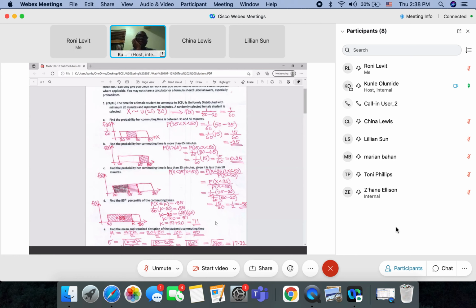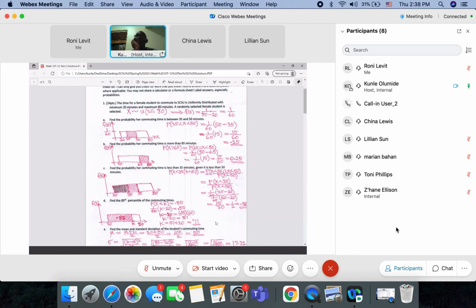So look at that shaded part. We want to find the area. It will be the height times the length. The height is 1 over 60. What is the length? The length is K minus 20. Some of you had K minus 0. Some of you had K minus 1. Those were from the previous problem that we did. That is not this problem. The minimum in this problem is 20, not 0, not 1.